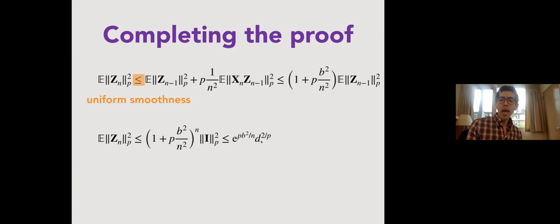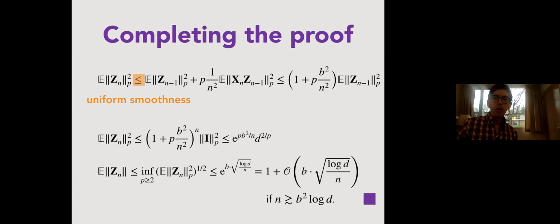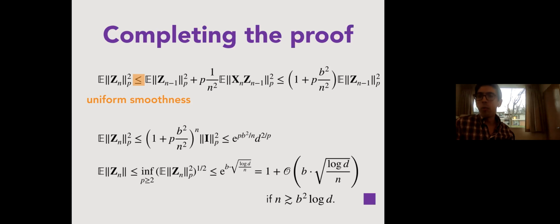So this is the bound we get. And by optimizing the choice of p, we get exactly the claimed bound. So you have to choose something like p is equal to root 2 log d, root 2n log d over b squared, something like that. That gives you the optimum bound here, which is exactly the quantity that we claimed at the beginning.